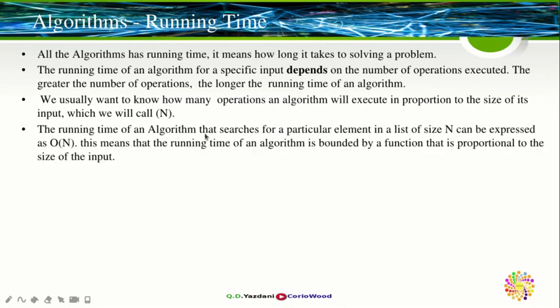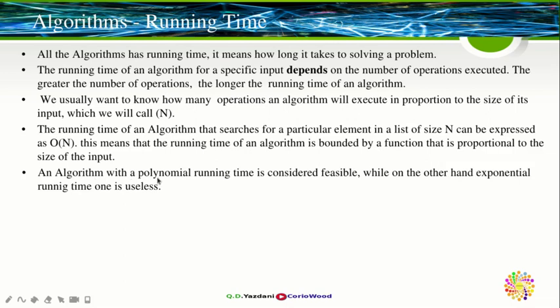The running time of an algorithm that searches for a particular element in a list of size n can be expressed as O, open parenthesis, n, close parenthesis. So we're going to write the big O notation, and shortly I'm going to tell you what the big O notation is. We have big O, big omega and big theta, so we have three. The first one is the big O. We read this as O of n. This means that the running time of an algorithm is bounded by a function that is proportional to the size of the input.